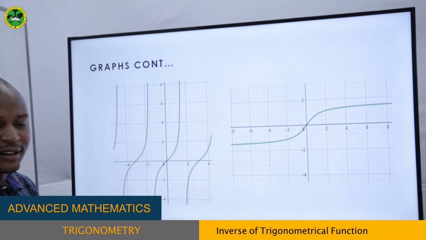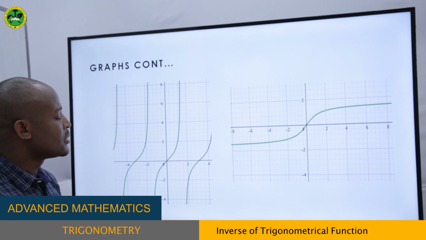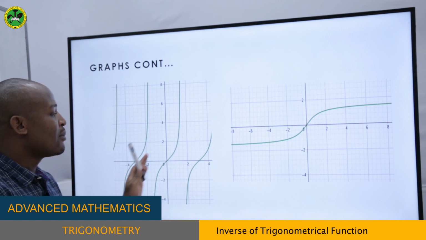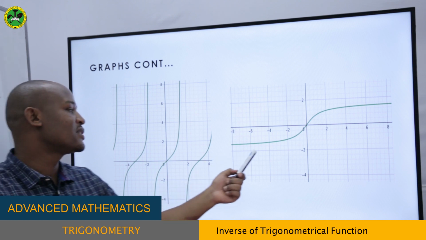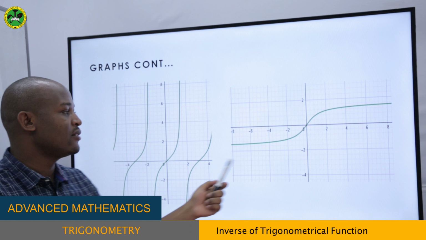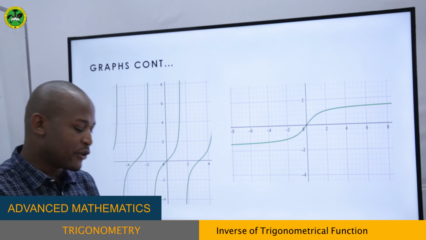But also we have the graph of tan. This is the graph of f of x equals tan x. But on the right hand side, we have the graph of the inverse of tan. That means this is the graph of tan inverse of x. This is how they look. I do hope you see the differences.